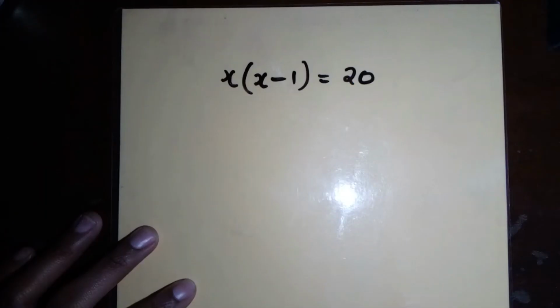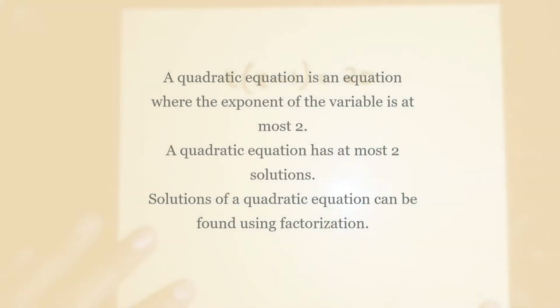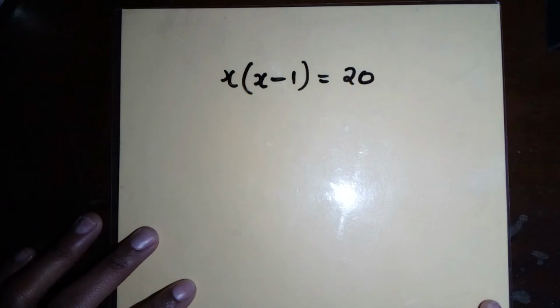One of the few things we notice about this equation is that it is a quadratic equation. But what is a quadratic equation? A quadratic equation is an equation where the exponent of the variable is at most 2. A quadratic equation has at most 2 solutions. We can solve a quadratic equation using factorization. But let us expand this equation so that we can put all that we've just learned into perspective about quadratic equations.